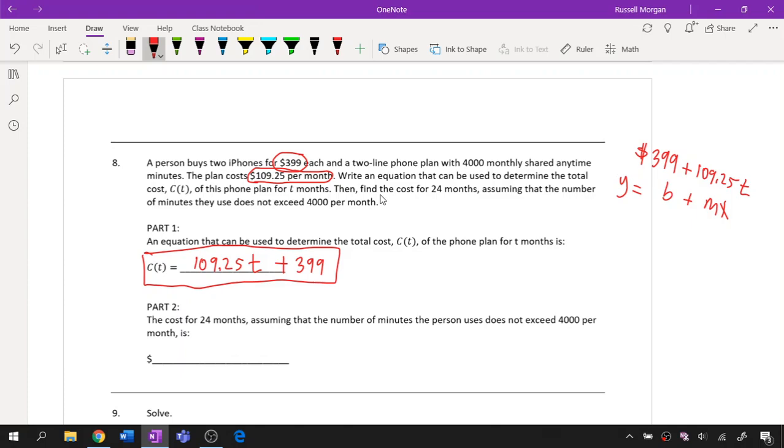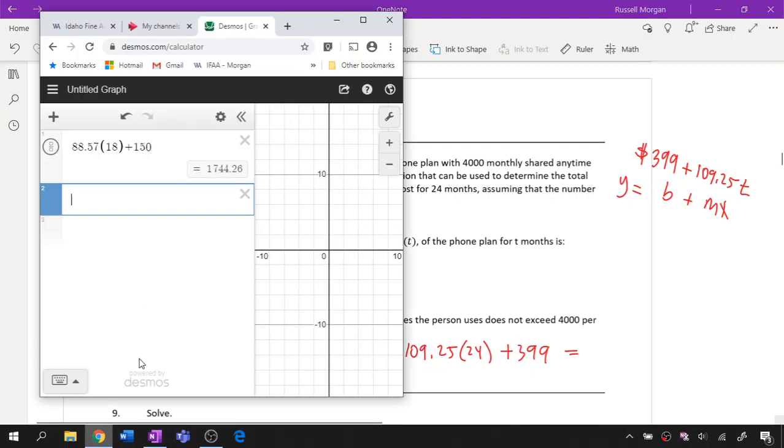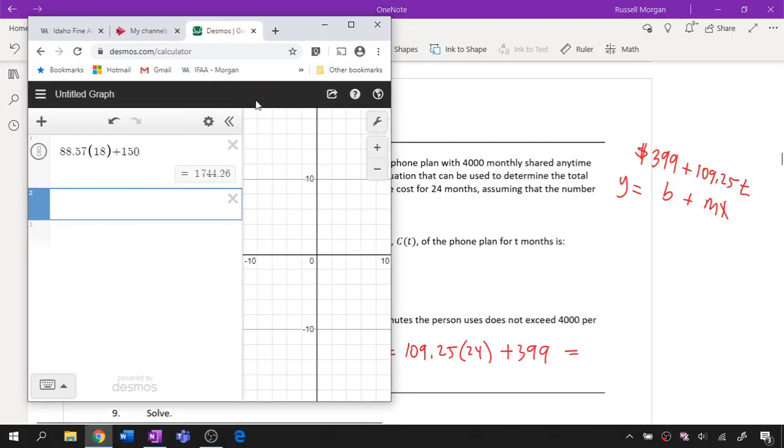This next part talks about finding the total cost for 24 months, assuming, again, that we don't go over those minutes and pay an extra charge. So all we got to do is use our equation, this time for 24 months. And then we just plug it in, plug in 24 months right there. Let's just find out how much money this is. Again, I'm going to use my calculator, and I'm going to plug in these new numbers for this particular problem.